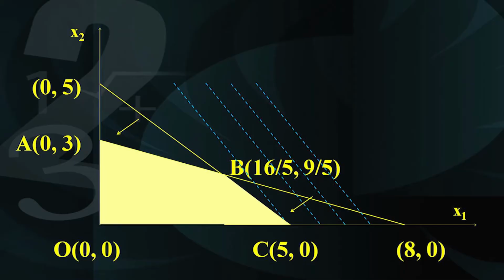But in this case, since our objective function is maximization, we will be interested in that member of this family of straight lines which is farthest from the origin and at the same time intersects the feasible domain. And which is that member? This is the member that is highlighted, this one, and it is intersecting the feasible domain at this point C, that is C (5, 0). So, this is the solution of the problem.